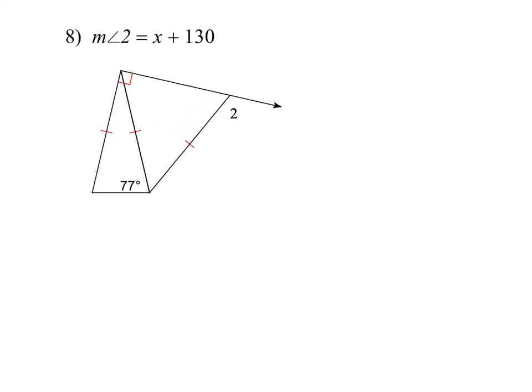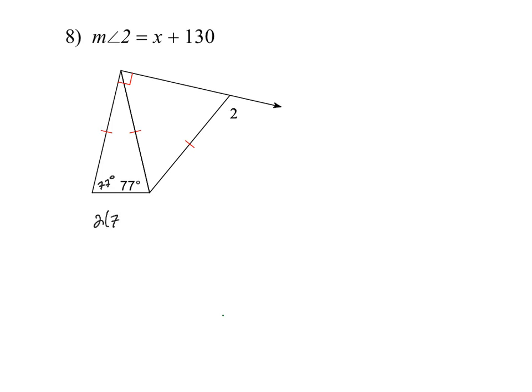Number 8 is a little bit different because I have that angle 2 is an exterior angle of that triangle. Remember that an exterior angle is the continuation of one side and it is formed with another side of the triangle, right? So let's start by figuring out all the information that I need right here. So that one is 77, so I know that this one is also 77, right?